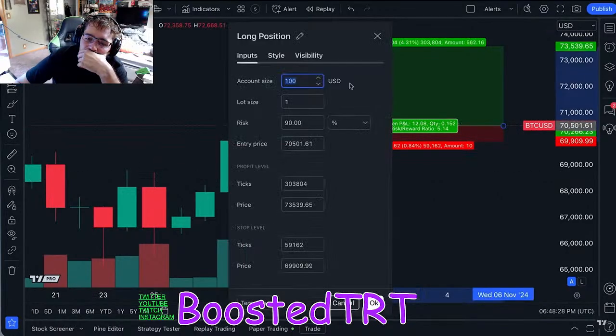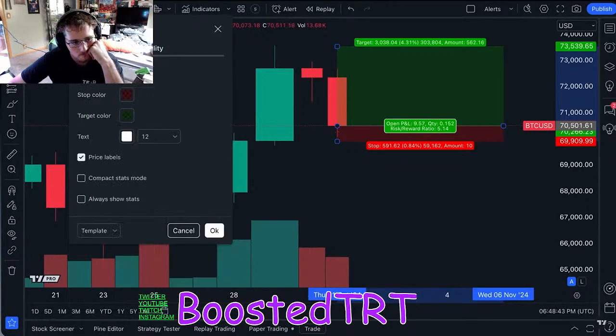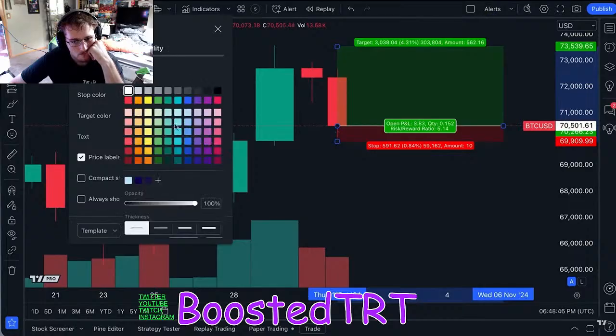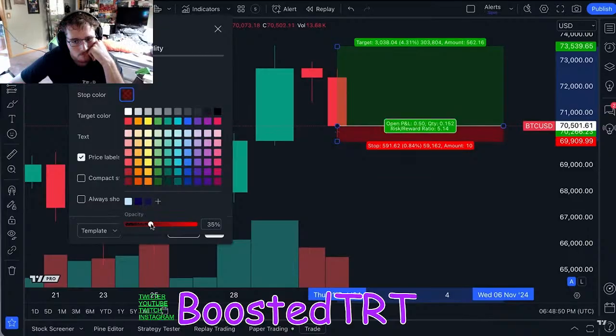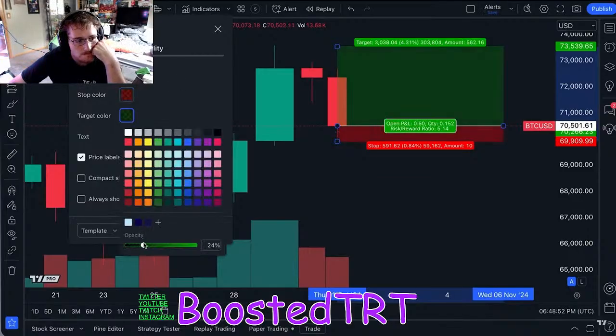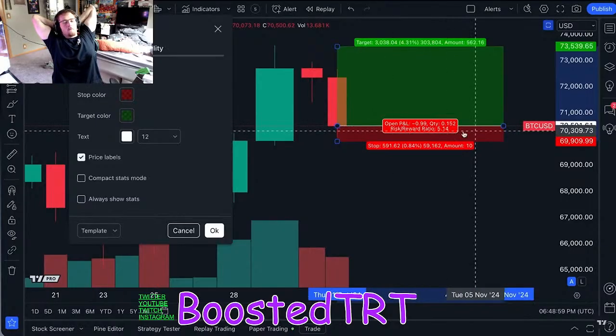Then of course, if you double click on the tool, well, you've got a settings menu that will open up. In this settings menu, you can customize your account size, lot size, risk, entry price, the ticks and price for your profit level, the ticks and price for your stop level. You can even make some style changes. So if you want a certain look and feel, well, you can totally accomplish that. In fact, what we are doing right now is just making this tool a little more visible for this video. We've made our entry point line here, this white line, you just can't miss it.